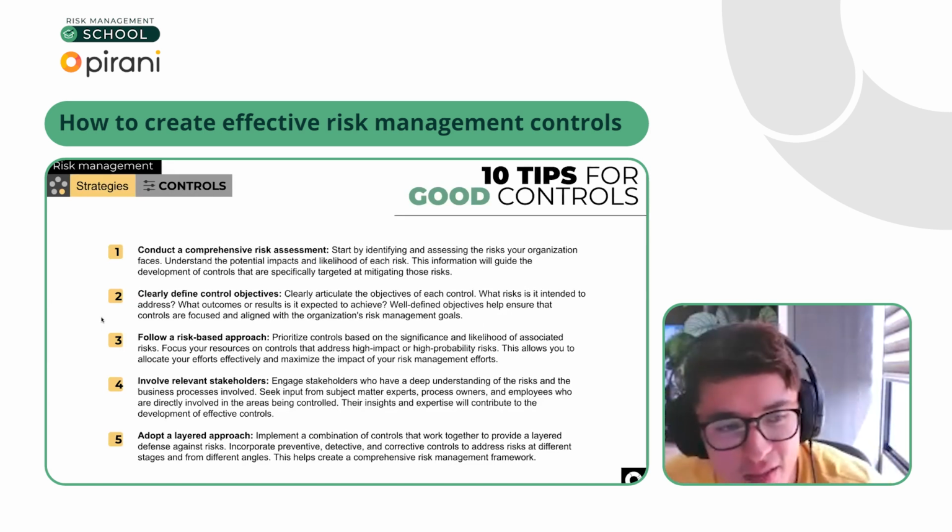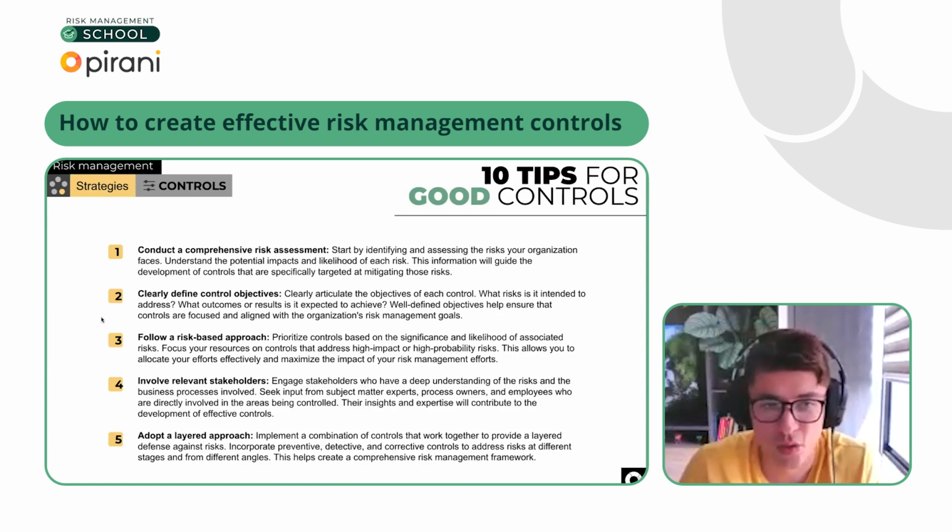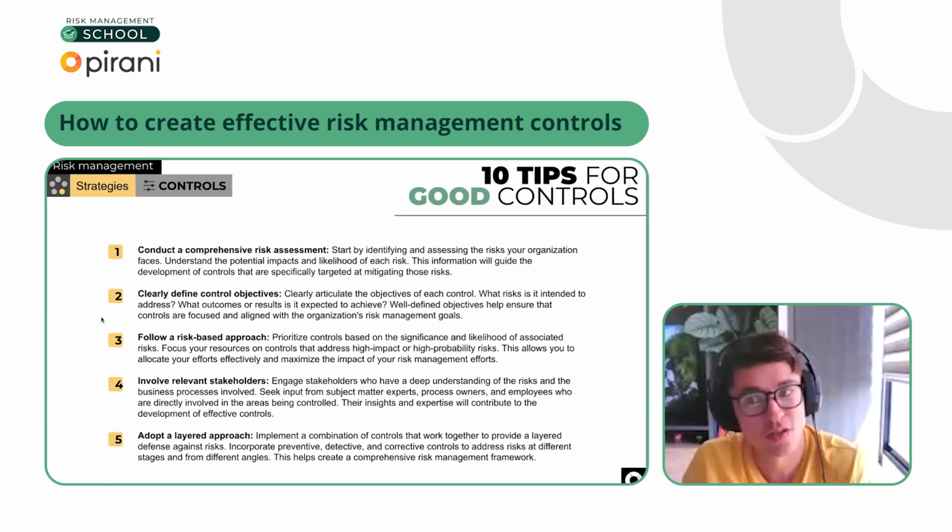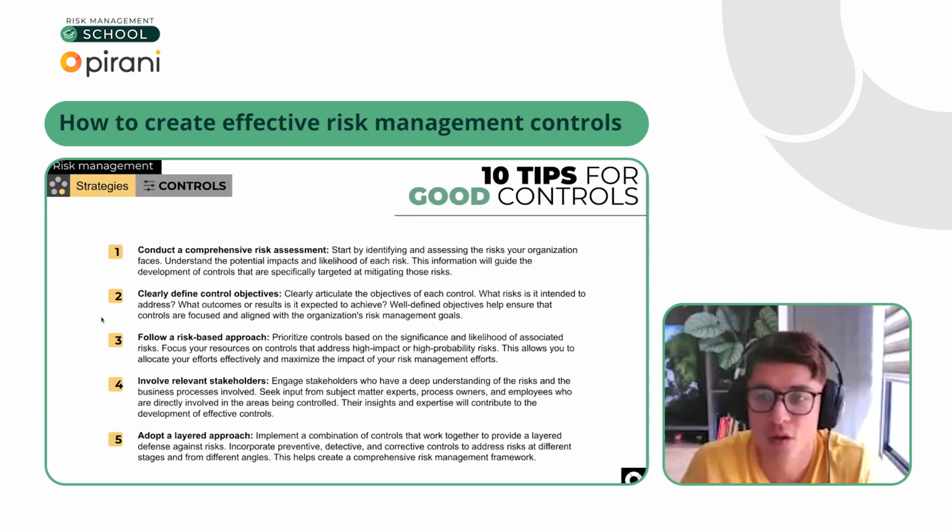Two, clearly define control objectives, as I told you. Articulate the objectives of each control, what you want to reduce, what you want to mitigate, and the specific risks, and whether you want to reduce likelihood or impact. What is the goal? What is the purpose of the control?